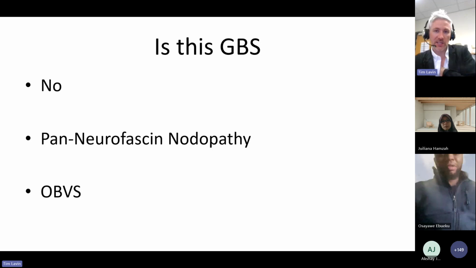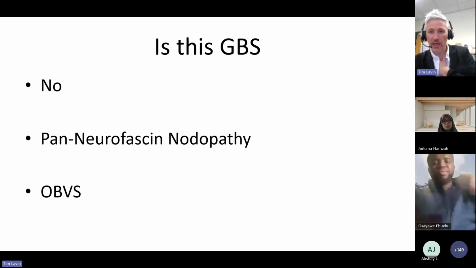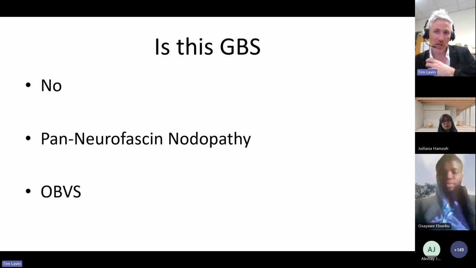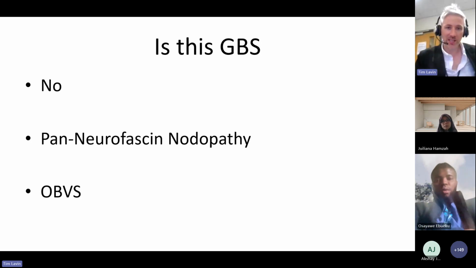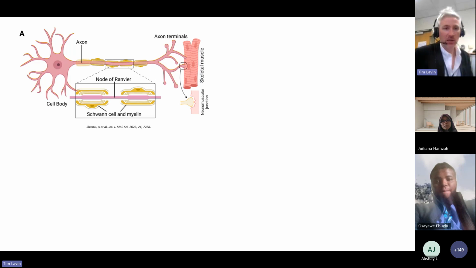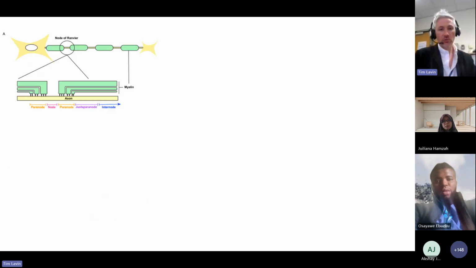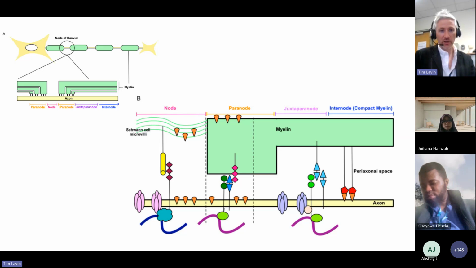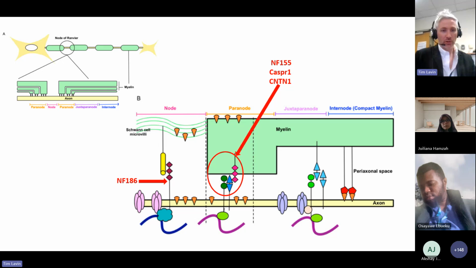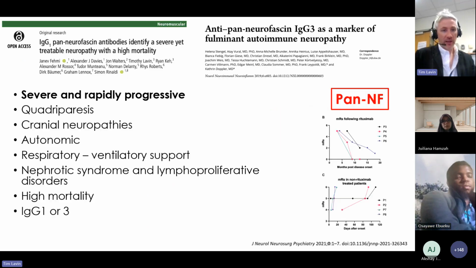But really what he did have is something called a pan-neurofascin nodopathy. And the reason I'm going to bring this up is this is basically a new group of conditions which are GBS-like, but slightly different. I mentioned this thing called the nodopathy before, but there's not only one target in that, there are probably multiple targets that inflammation can target in the node. And the key thing about these conditions, and these are the neurofascin different nodal antibody targets that we have, is that they can be very severe.